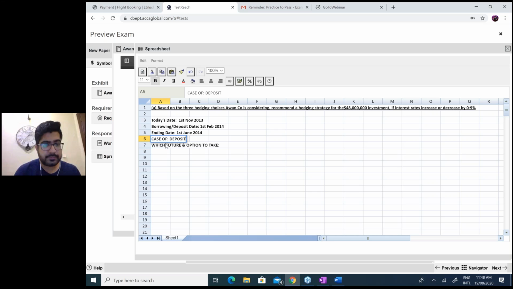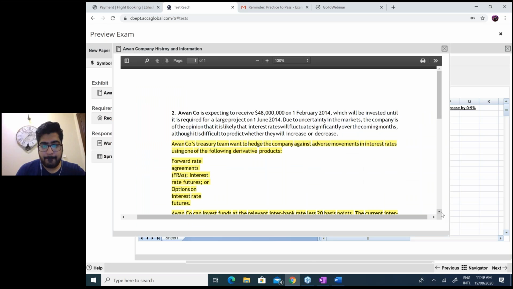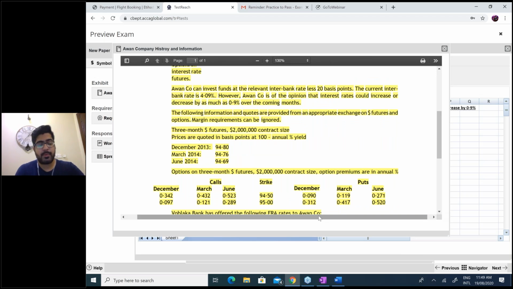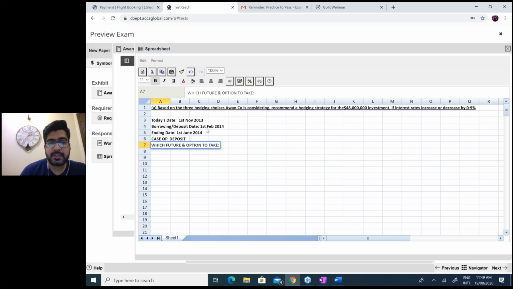Okay, and which future and option to take? See, in the question you are given futures for December, March, June, and options for December, March, June. Which future and option to take? Always remember, when do you plan to borrow or deposit? 1st Feb. You plan to borrow or deposit on 1st Feb.